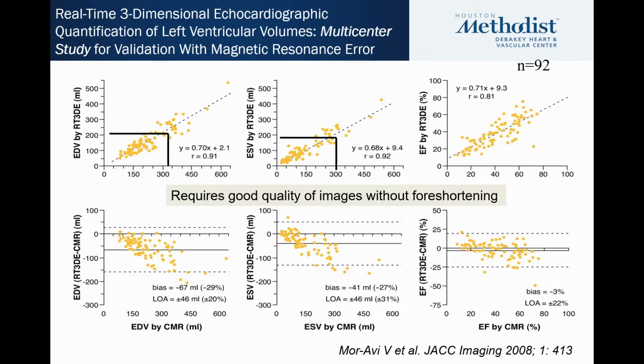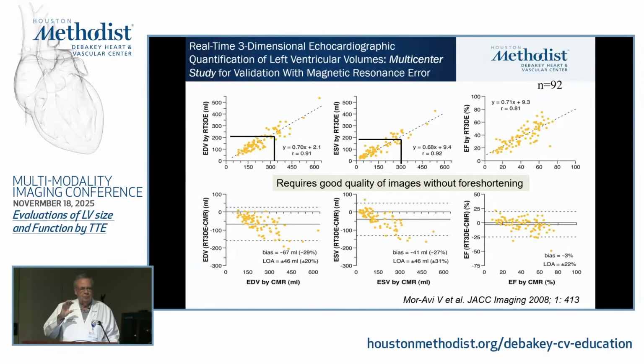So the ideal method, if we were going to do 3D today, would be 3D with contrast. And right now, that is still a challenge because the 3D technology gets in trouble when you have the contrast in the ventricle. There's one company that I'm aware of that is working around that. So if we could eventually do 3D with a contrast injection, that would really solve a lot of problems.